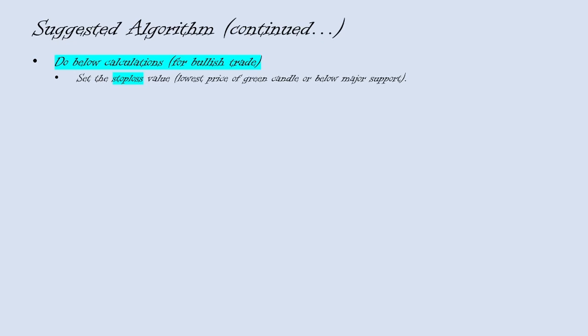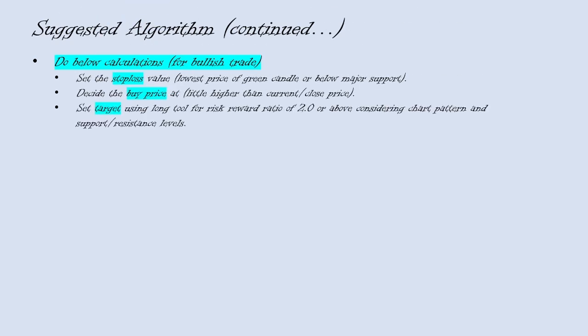If you remember, we explained in a video what stop loss is, and you can place it at the lowest price at the green candle where you are buying, or below a major support, something like that, right? You have to decide what price you will buy at. You have to set your target according to the long tool, right? Because see, here you are doing a bullish trade, so you have to use the long tool. You have to ensure that your target price is such that the risk reward ratio is 2 or above.